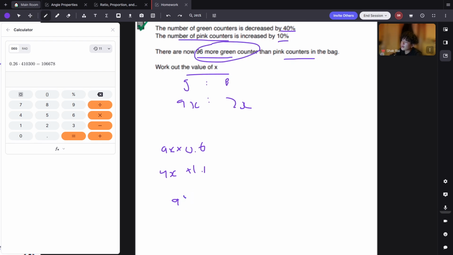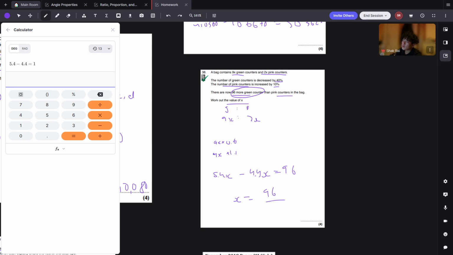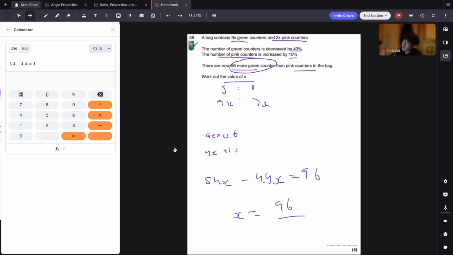So 9 times 0.6 equals 5.4x, minus 4 times 4.4x equals 96. So x equals 96 divided by, what's 5.4 minus 4? Oh, okay, that's going to be 1. But yeah, so x equals 9. Oh, what did I do wrong?